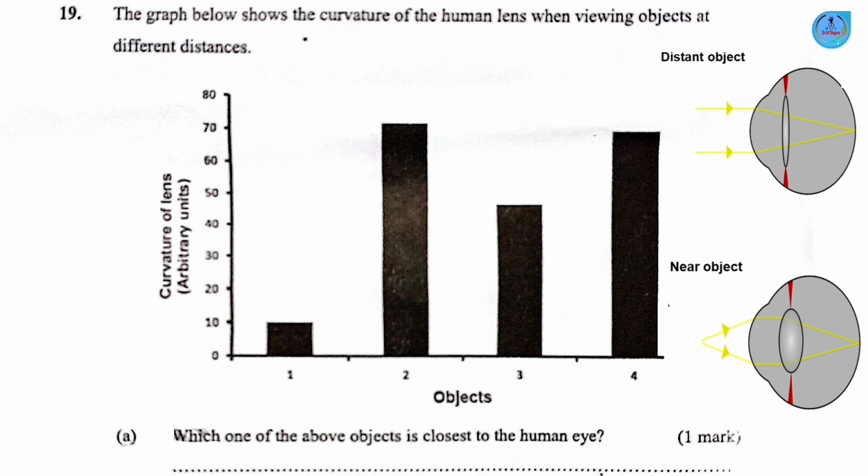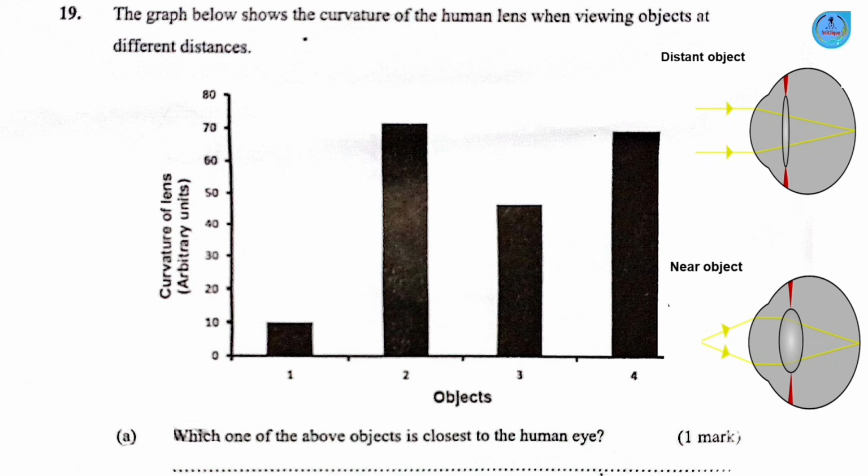Now, in order for us to focus on objects that are far, the lens becomes thinner and less curved. This is because light rays from distant objects have traveled over a long distance before reaching the eye. So in order to focus these rays onto the retina, the eye lens needs to be its thinnest and least curved, okay? To ensure that the light rays can then be refracted onto the retina and not before it.